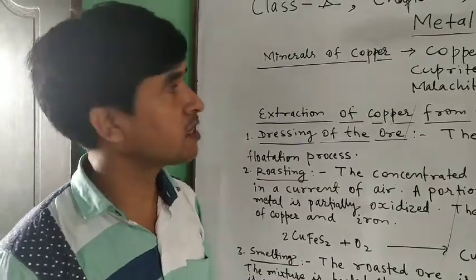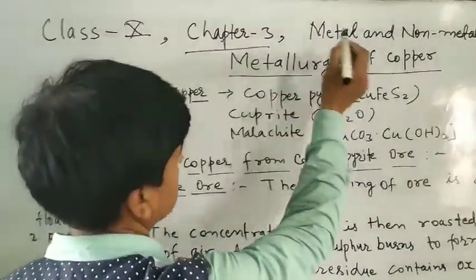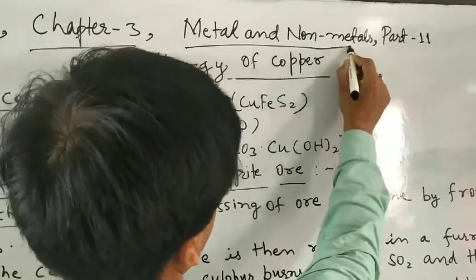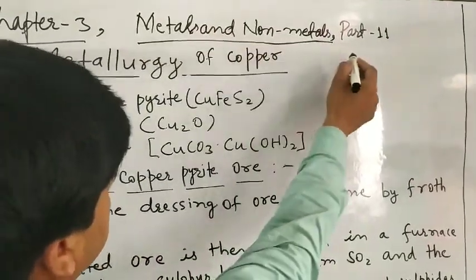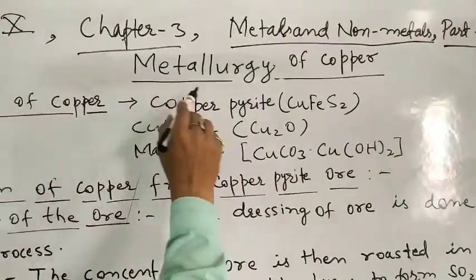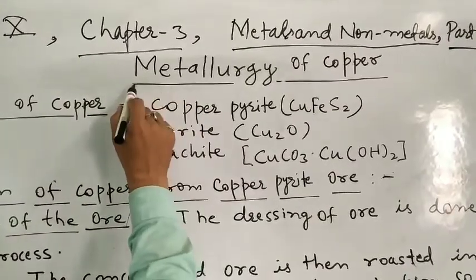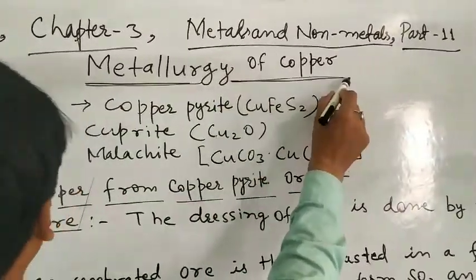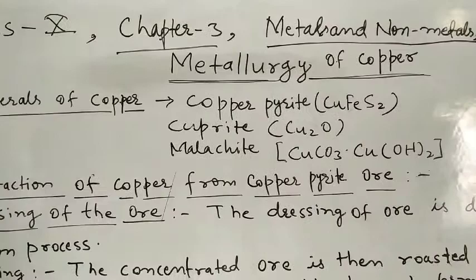Students, today I am going to explain Chapter 3, Metals and Non-metals, Part 11. Now we have to explain the metallurgy of copper. It is an important metal.